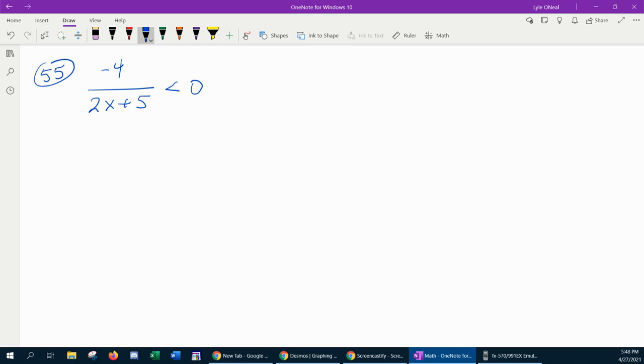Step number 2 is we need to find the critical points. Since the numerator does not have a variable, it's not going to produce any critical points. So only the denominator needs to be set equal to zero and solved. This is how you find the critical points. We're going to move the plus 5 over, which is going to make that minus 5. Divide both sides by 2. And we get our first, and in this case only, critical point of negative 5 halves. You can express that as negative 2.5 if you want, but I like it improper. So this is going to be my critical point.